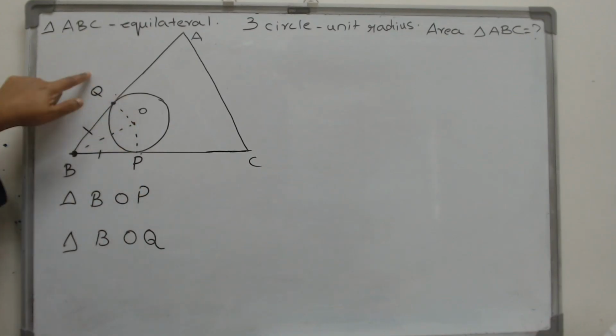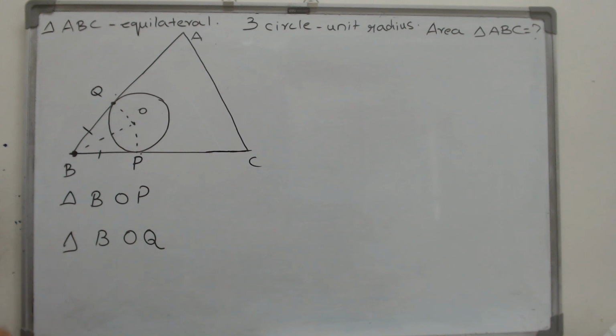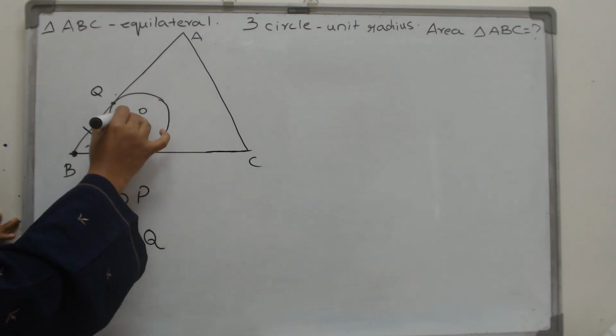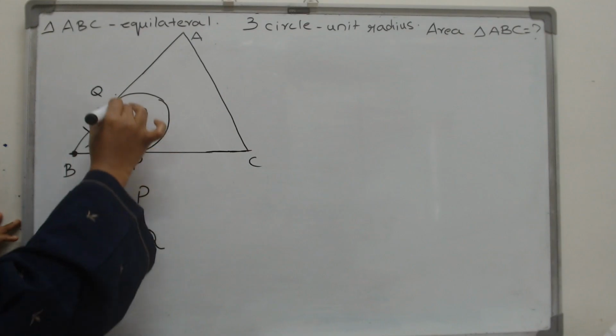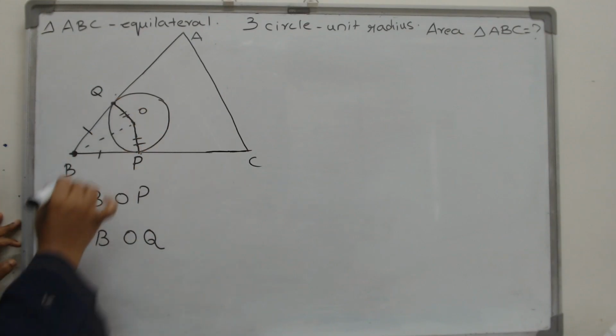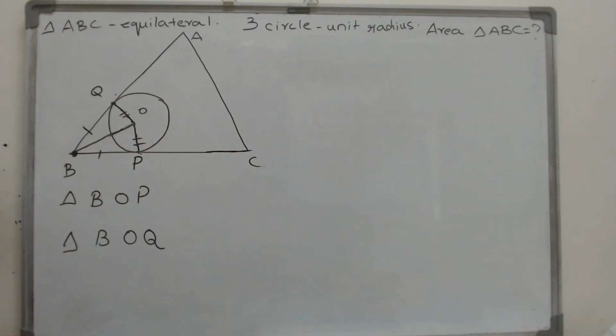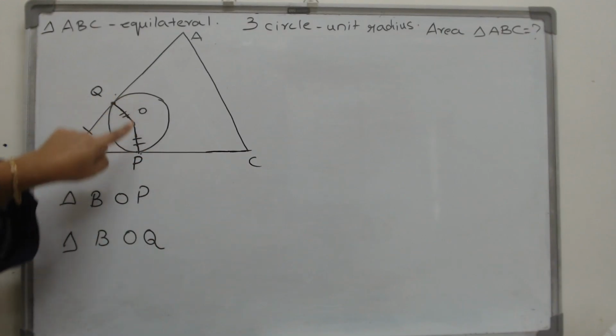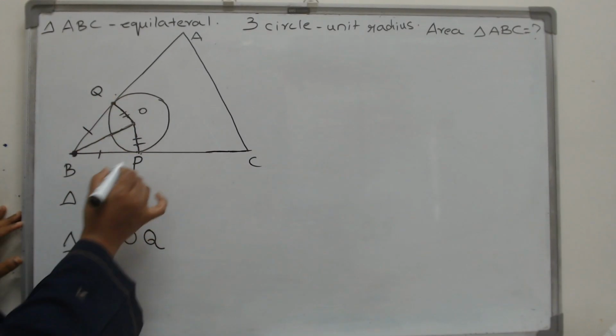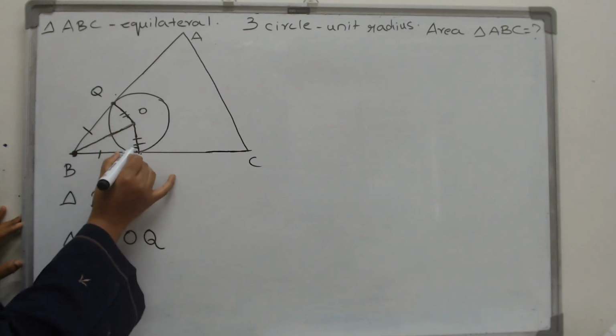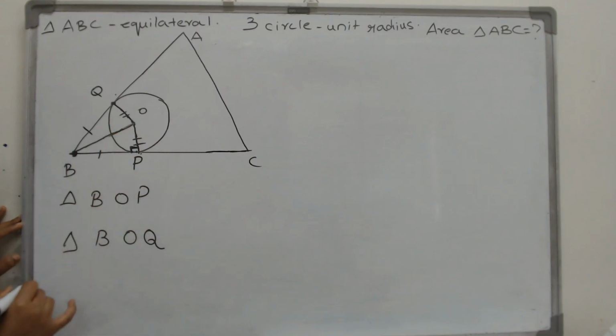And what about OQ and OP? Both of them are radii of the same circle, which will always be equal to one another. And the third one is going to be the common side. So you can use the SSS congruency, or you can use the RHS congruency also. Why is that? You have a tangent here, you have a radius here. At the point of contact, the radius and the tangent are perpendicular to one another. So you can use the RHS also.